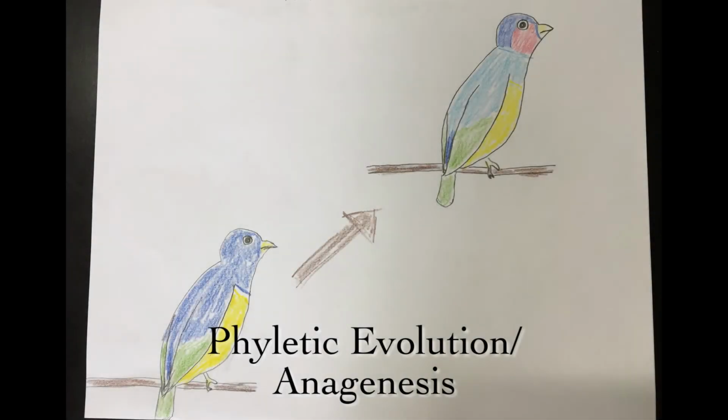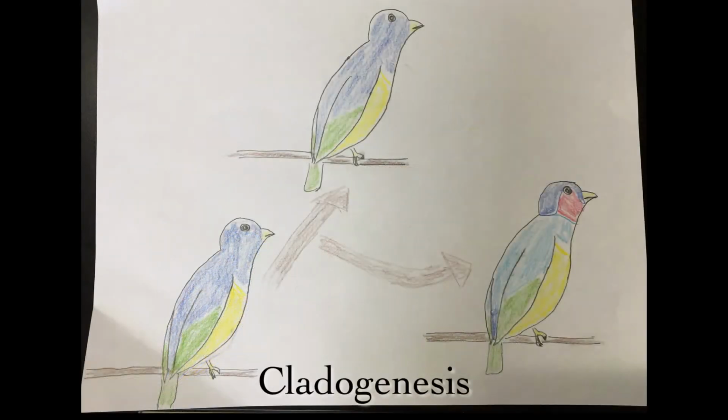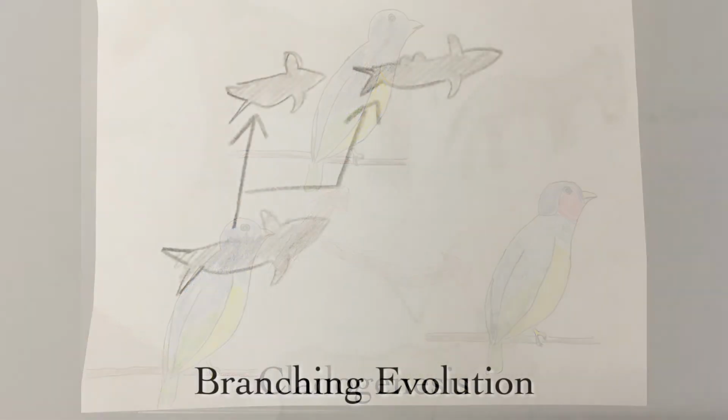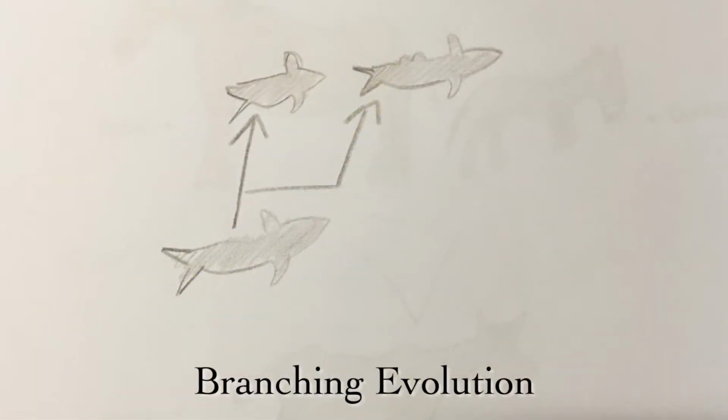Phyletic evolution, also known as anagenesis, is the accumulation of changes associated with the transformation of one species into another. Cladogenesis, also known as branching evolution, is the building of one or more new species from a parent species that continues to exist. Branching evolution occurs as a lineage splits into two or more species.